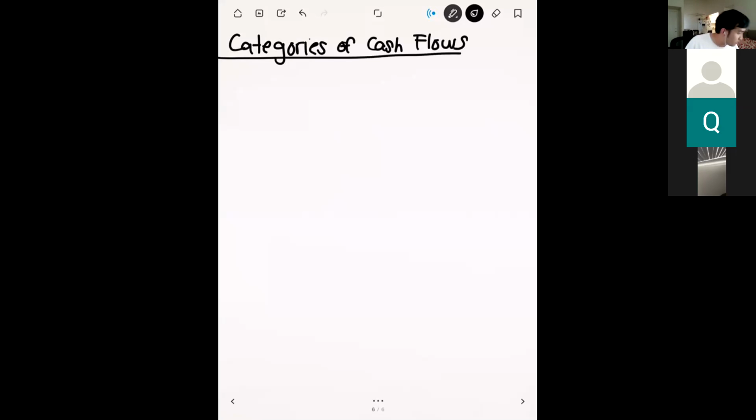Okay, so now let's go over the different categories of costs and benefits that you'll often see in cash flow diagrams. So we went over a couple of these just now, but there's a few more that we can talk about. And so first, let's talk about the thing that happens at time zero. So this is our first or initial cost.